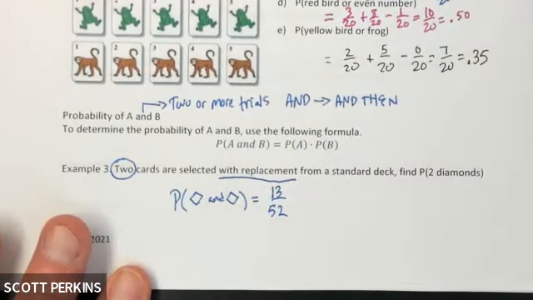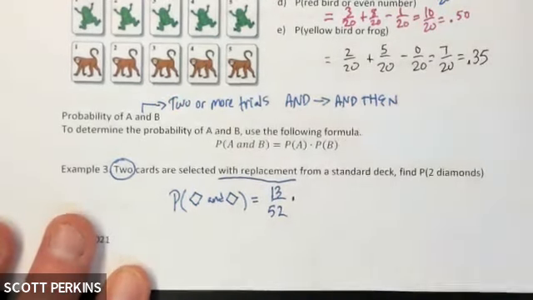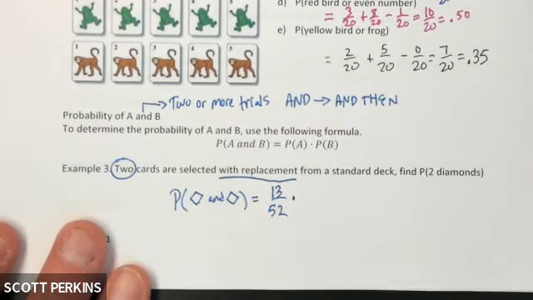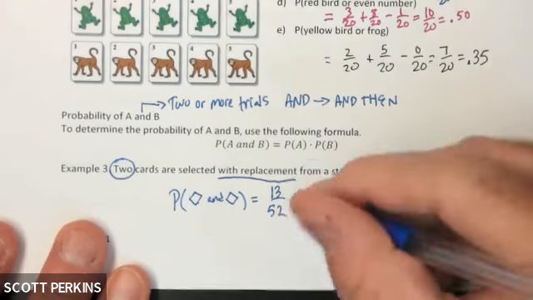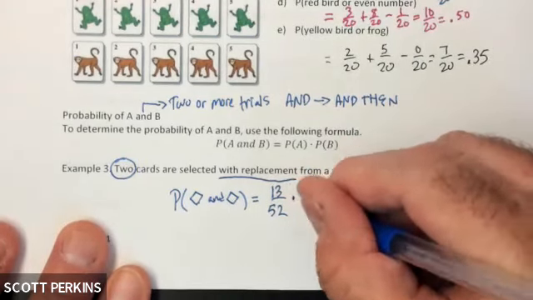Then I replace that card, and now I draw again. What's the probability the second one is a diamond? That is excellent, 13 out of 52. Wonderful.